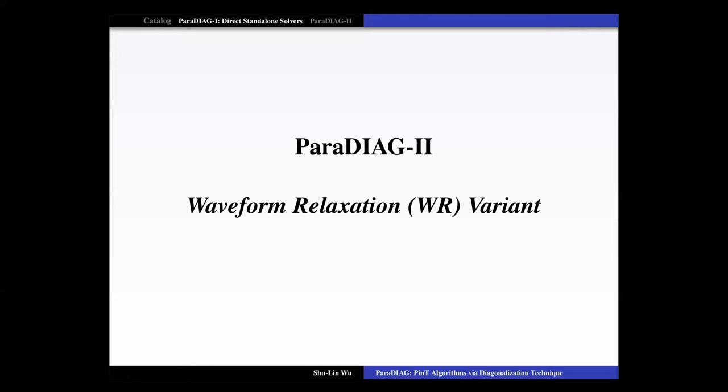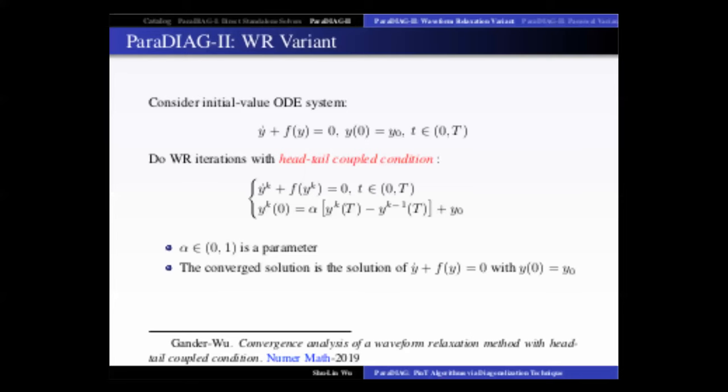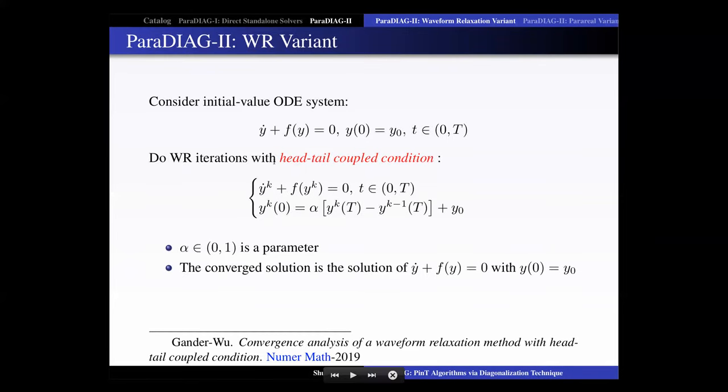The goal of this kind of ParaDIAG algorithm is to remove the restriction on the number of time steps NT. The first variant is based on the waveform relaxation iteration. The idea is to do waveform relaxation iteration with the head and the tail coupled condition. Upon convergence, this term will be cancelled, so the convergent solution is the solution of the original problem.